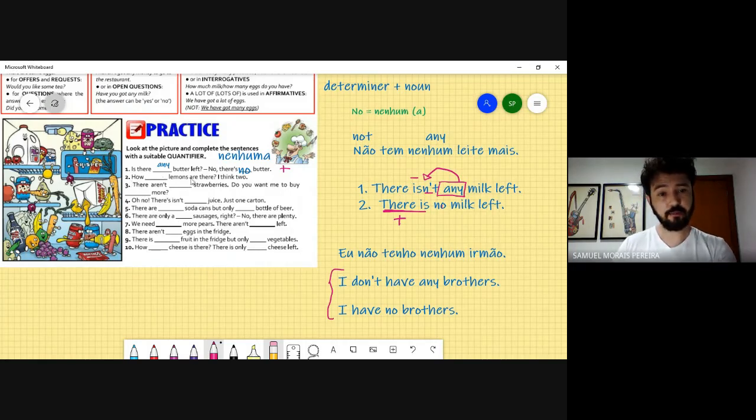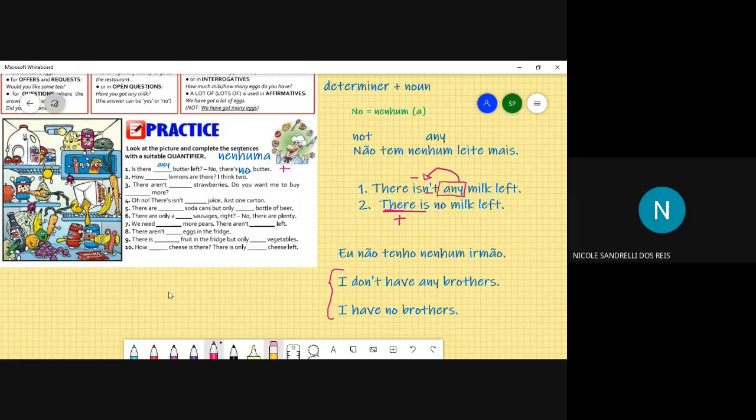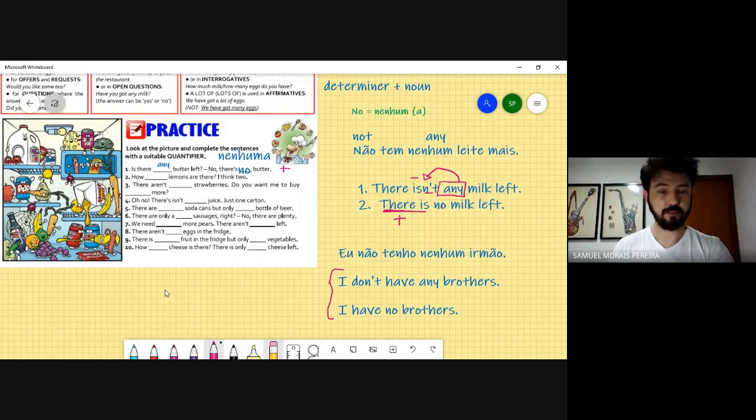Stefania, can you read the number 2 for us? Ela está sem microfone, professor. Quer que eu leia? Yes, Nicole, please. Okay. Could you read it?